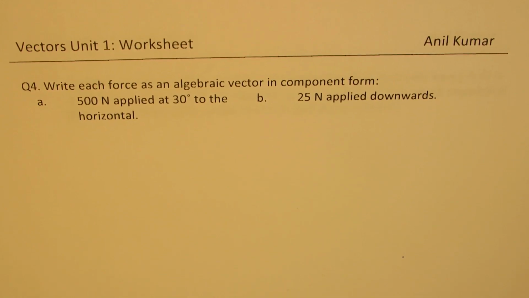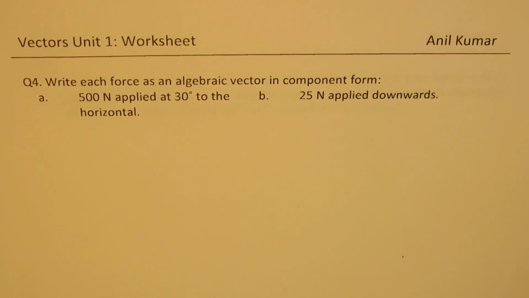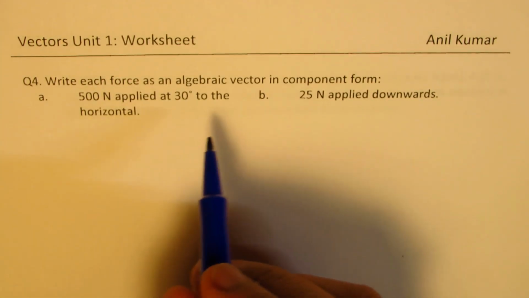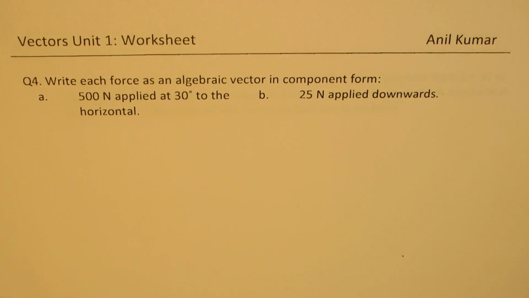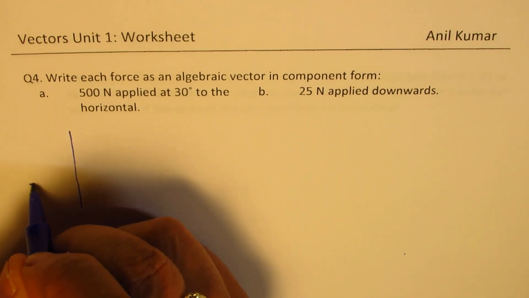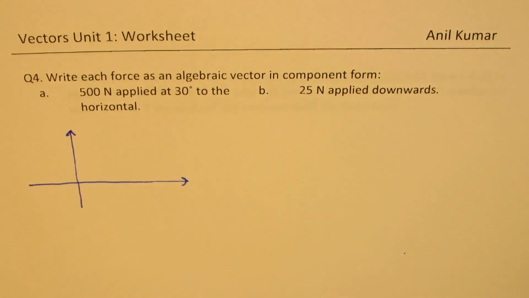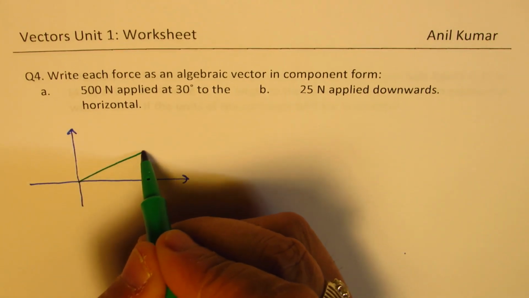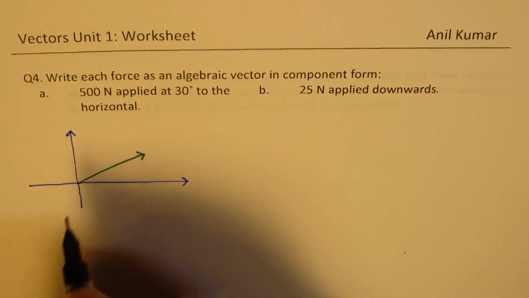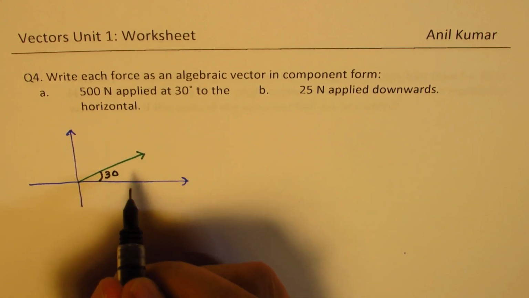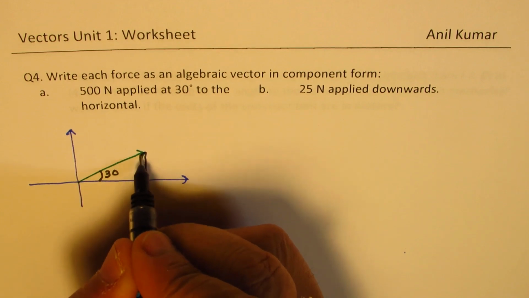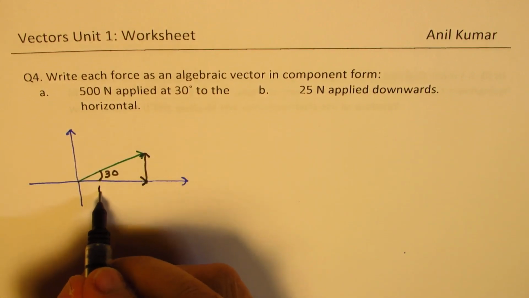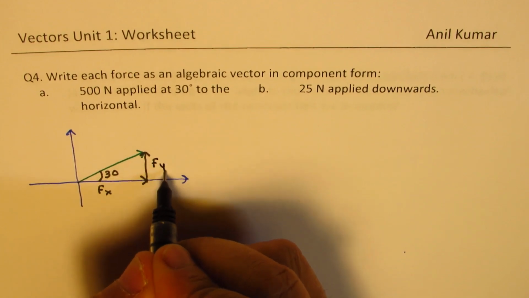So question number 4 has two parts, A and B. Write each force as an algebraic vector in component form. So the first one here is 500 newtons applied at 30 degrees to the horizontal. Okay, so let me just sketch the plane here. We have this plane, and we have 500 newtons at 30 degrees to the horizontal. So it will have two components, x and y. This is the x component, that is the y component.